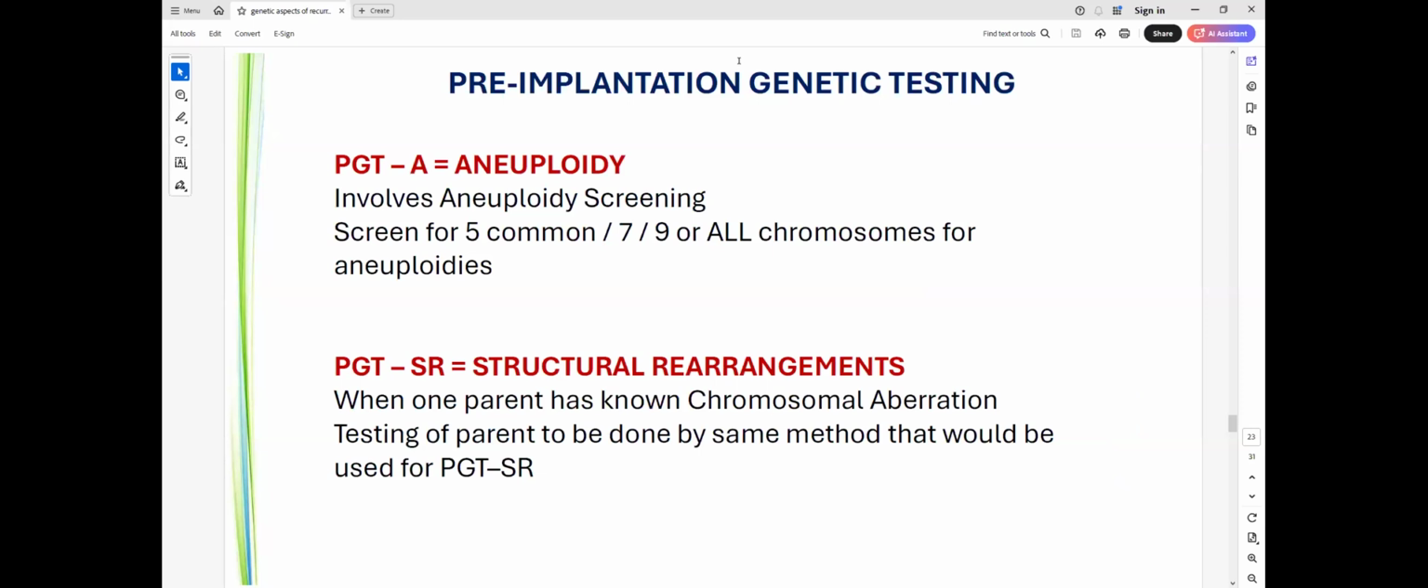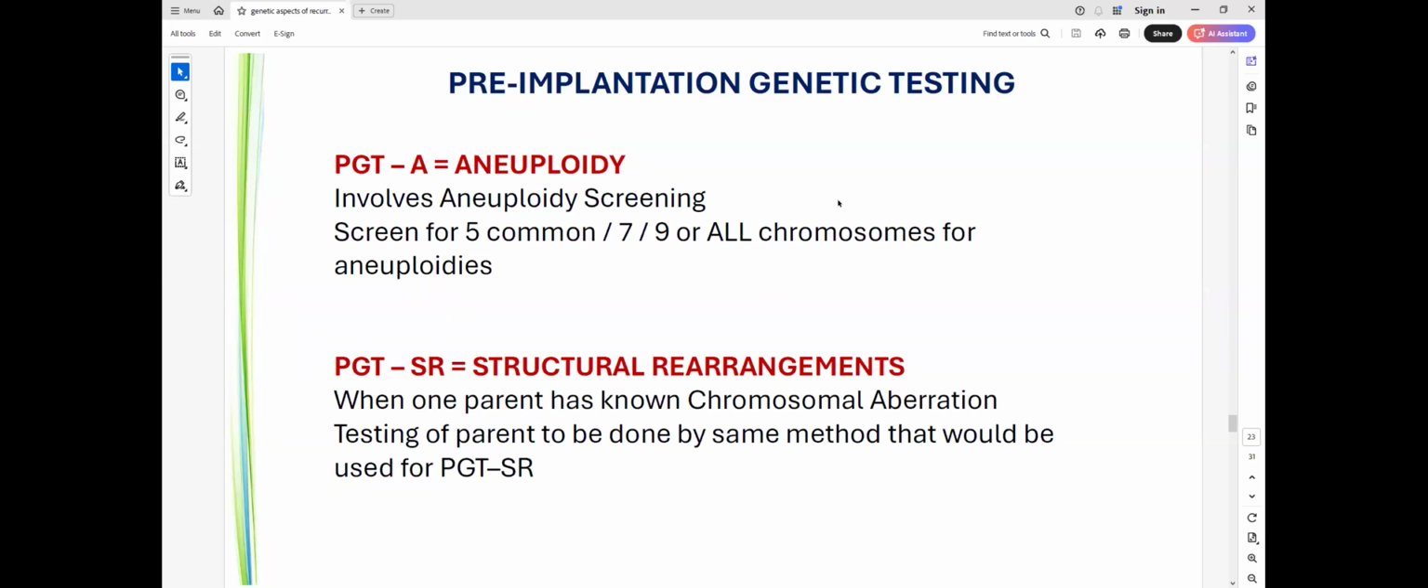So yeah, this is the same. So PGT-A involves aneuploidy screening. Previously, people used to do 5 common aneuploidies and then do 7 or 9. And now we are doing it for all the chromosomes. So aneuploidies of any of the 23 pairs of chromosomes is done by PGT-A.